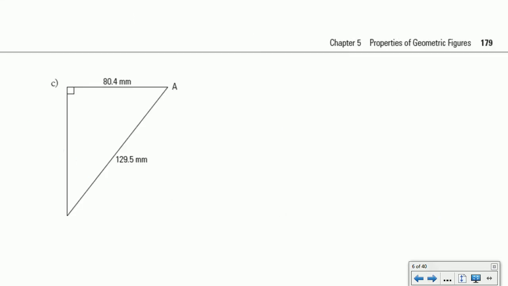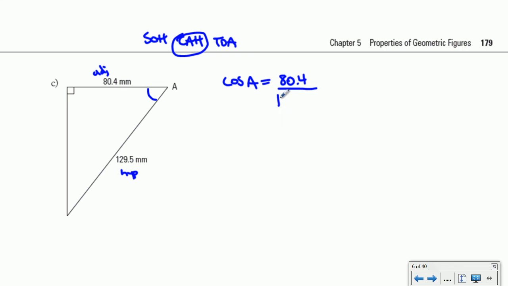Okay, last one there, 3C. Need to solve for this one. The side opposite the right angle is the hypotenuse. The side adjacent to the reference angle that's not the hypotenuse is called the adjacent. So which of the trig ratios would you use in this case? You need cosine. So cos A equals adjacent, which is 80.4, divided by hypotenuse, 129.5.